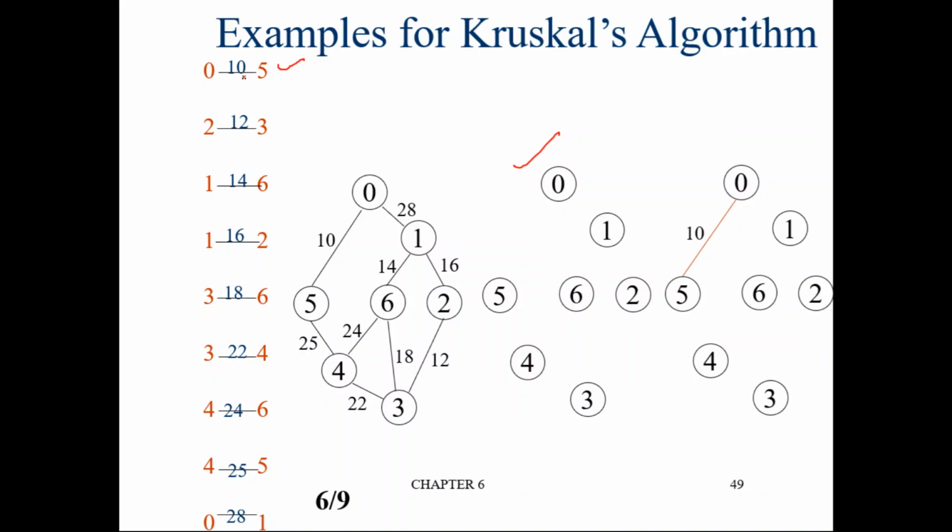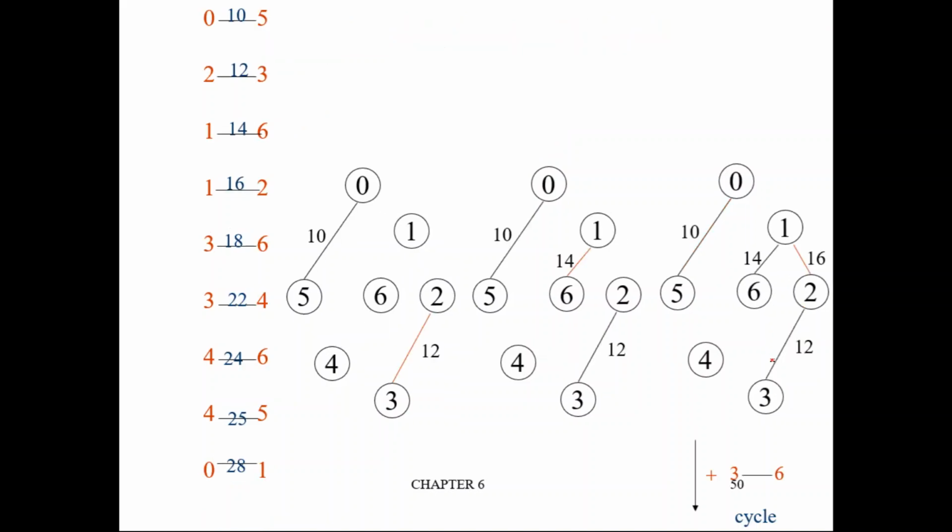For the first edge, you need not check whether it will form a cycle; it will surely not form a cycle. So just add the first edge between 0 and 5, its cost is 10. Second edge is between 2 and 3, its cost is 12. Before adding, will it create a cycle? No, it will not create a cycle. So add this. After adding the second edge, you get this.